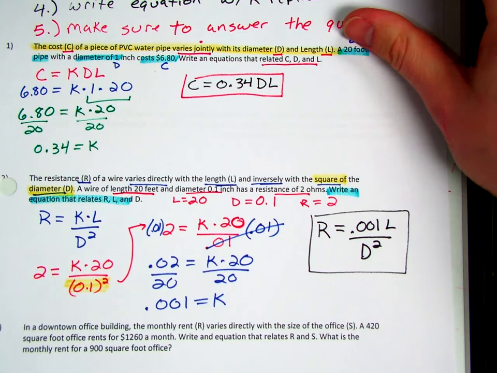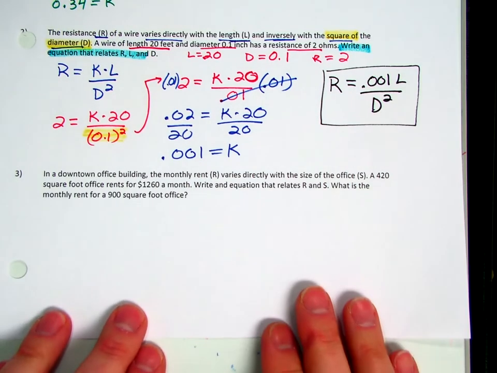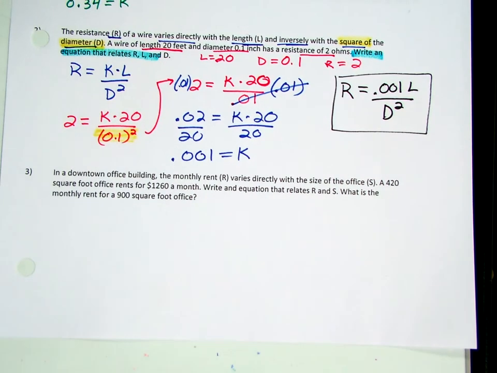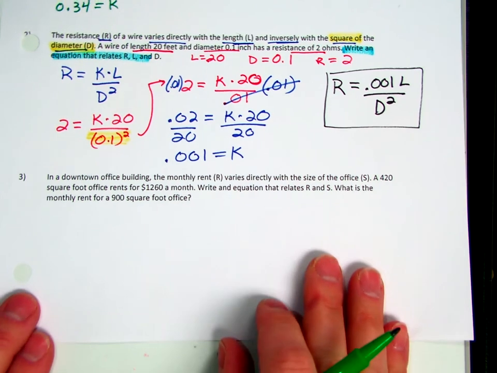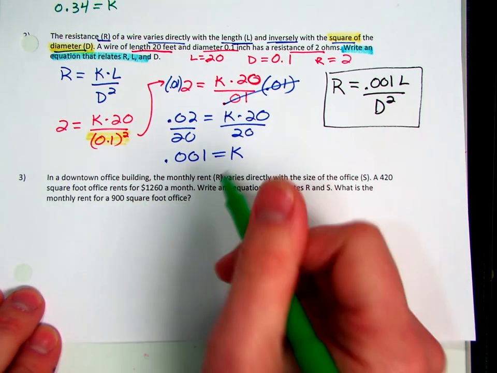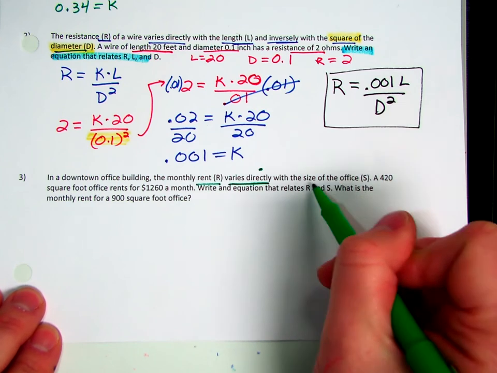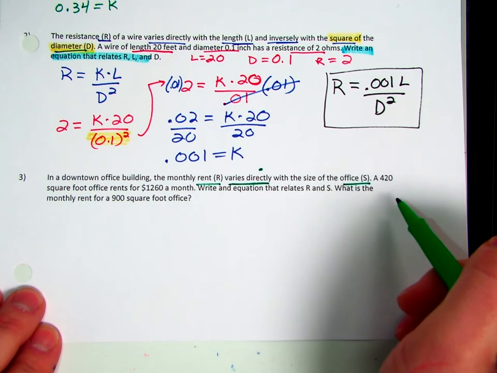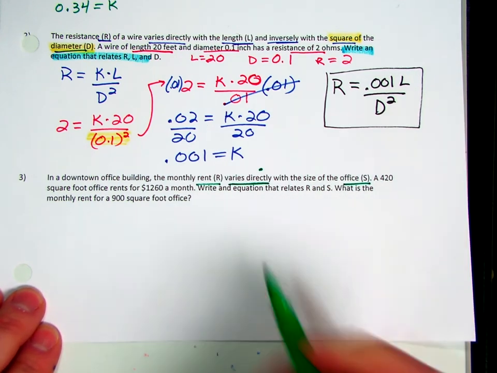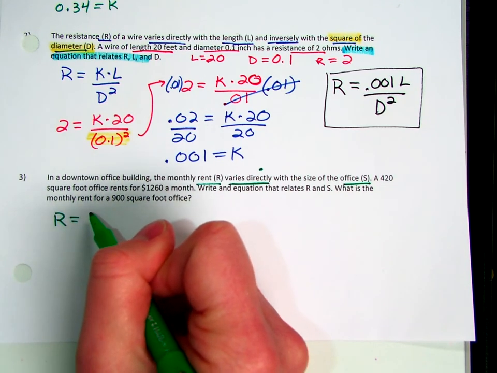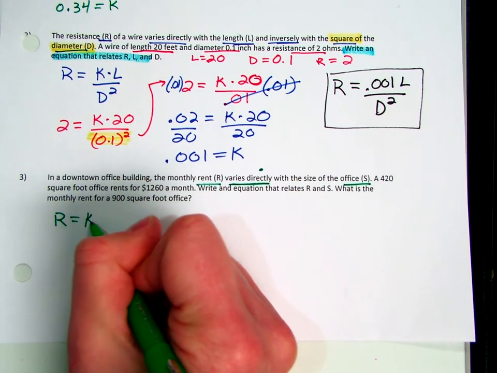You might want to pause the video at this moment and try a few of these on your own, and then check back in to confirm that you've got them correct. All right, so number 3. In a downtown office building, the monthly rent R varies directly, so again, directly means multiplying, with the size of the office S. So we can go ahead and get our equation from that. So R equals K times S.